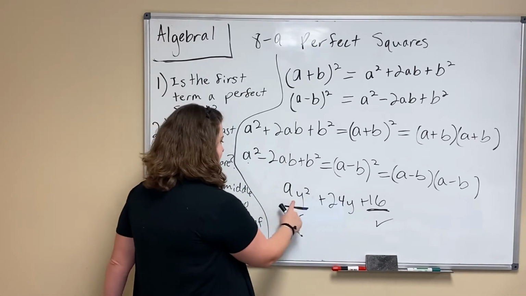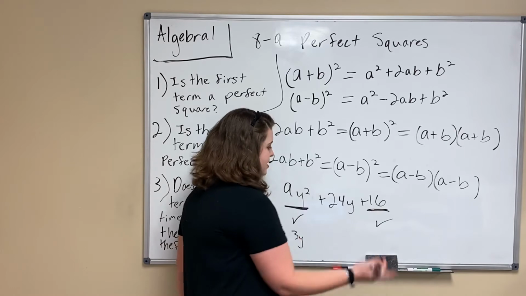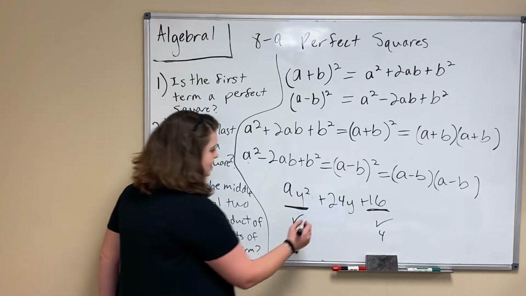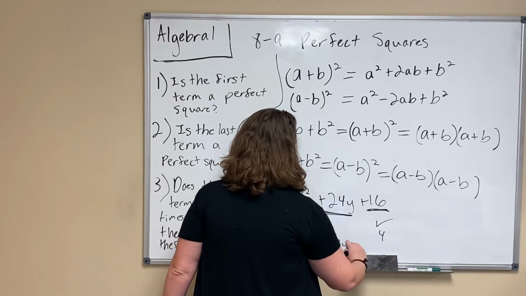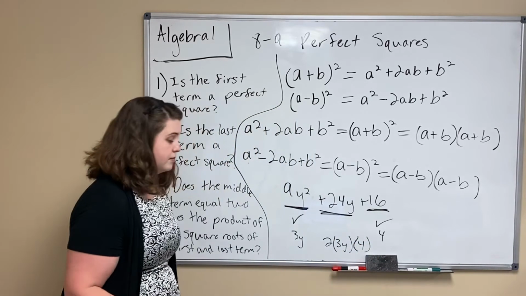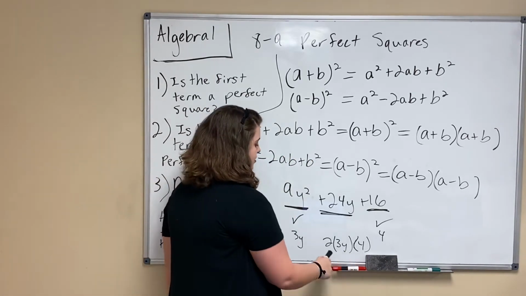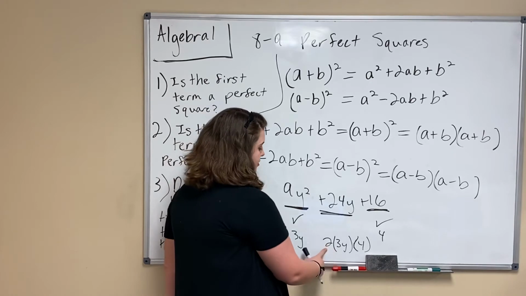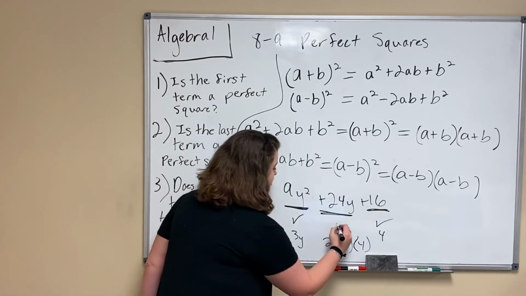So we knew that if this is a squared, then our a is going to be 3y. And if this is b squared, then our b is going to be 4. So what I'm asking myself here is, is this middle term equal to 2 times 3y times 4? That's what I'm asking myself. Is it 2 times a times b? So 2 times 4 is 8, and 8 times 3 is 24. So 2 times 3y times 4 equals 24y, which is what this is, which means yes.